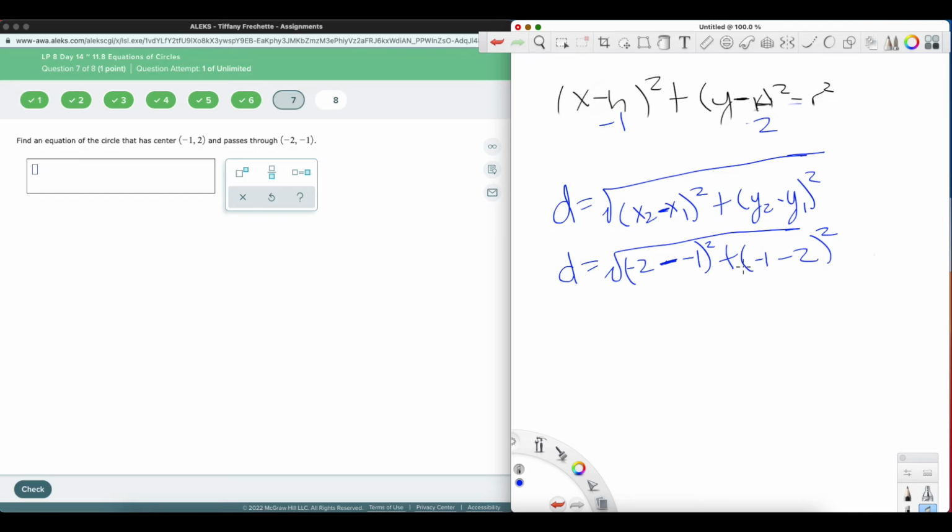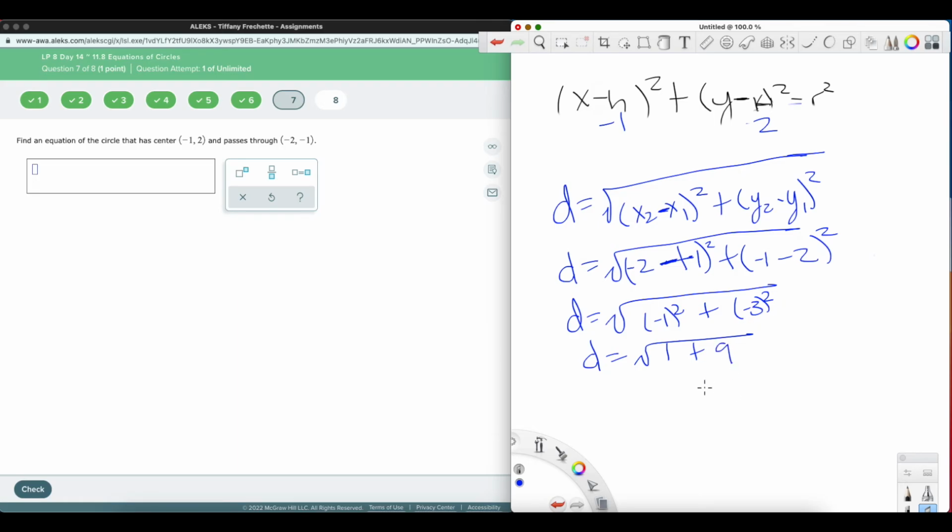So now we're going to go through and start to simplify. So I have -2, this is going to be +1. So it's going to be negative 1 squared, because negative 2 plus 1 is negative 1. Negative 1 minus 2 is negative 3. So now I can square them. Negative 1 squared is 1. Negative 3 squared is 9.